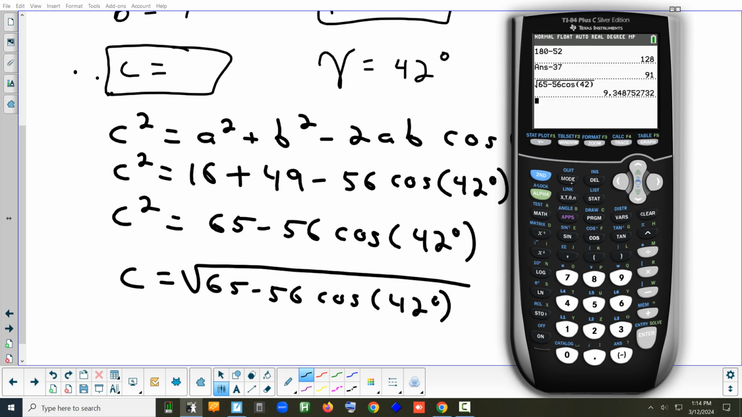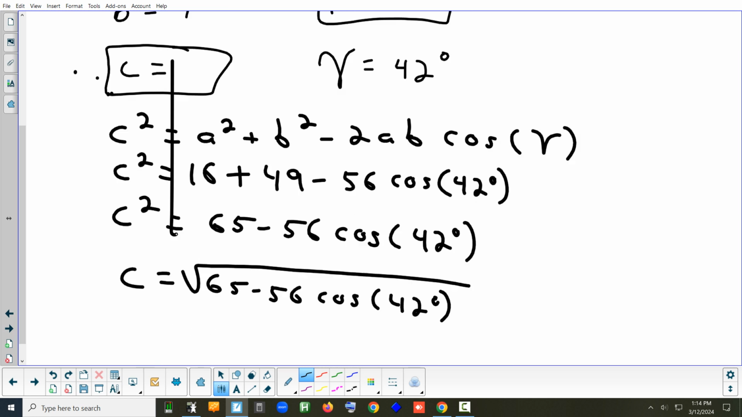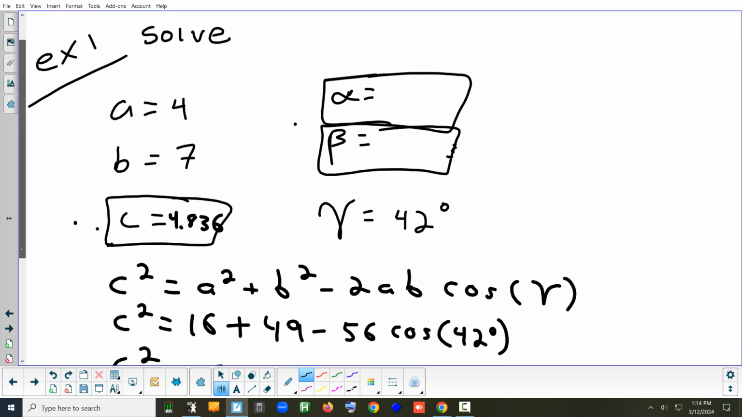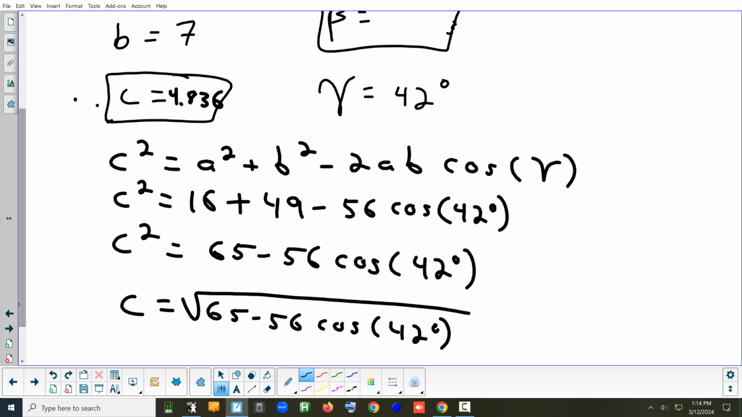So if you got 9.348, you were in radians. You should have gotten 4.836. Big difference. 4.836. Now you are going to have to use C to find alpha and beta. So if you got C wrong, then alpha and beta are going to be wrong. Right? Any question on that? Okay, so that was all to find C.